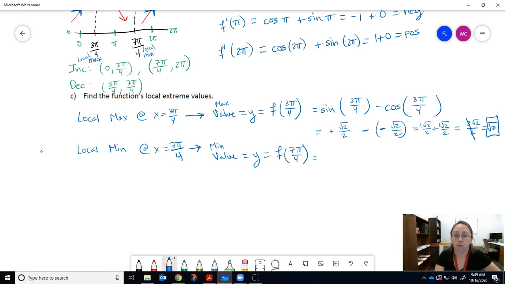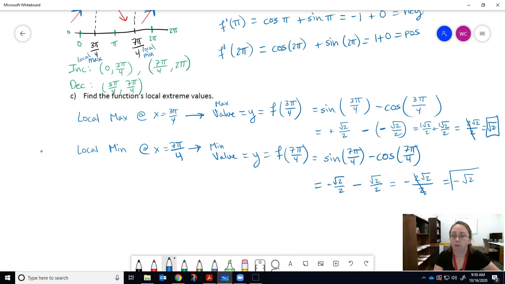We do the same thing for our local min. We evaluate our function at 7 pi over 4. So sine, let's see, 7 pi over 4 is in the fourth quadrant. Sine in the fourth quadrant is negative. So negative square root of 2 over 2 minus cosine in the fourth is positive, so square root of 2 over 2. They have the same sign, so we add them together just like before. So negative 2 square roots of 2 over 2. 2's cancel, and we get negative square root of 2.